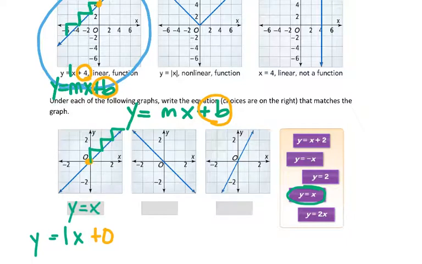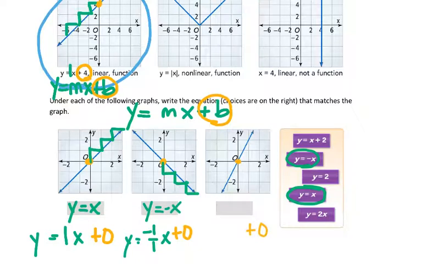For the middle one, we have a y-intercept of 0, so I'm going to have plus 0. And the slope, I go down 1, right 1, down 1, right 1. So it's down 1, right 1 is the slope. So here's my equation, and then we simplify it. So negative 1 over 1 is negative 1. That means that y equals negative x is our answer. If you take a look at the third one there, the y-intercept, again, is 0. And the slope is up 2 over 1. So it's 2 over 1 x plus 0 equals y. So if you simplify that, we would choose y equals 2x.